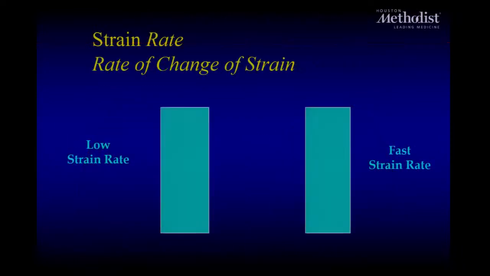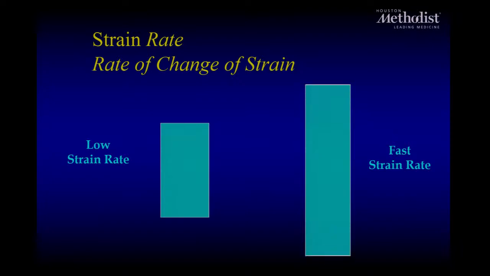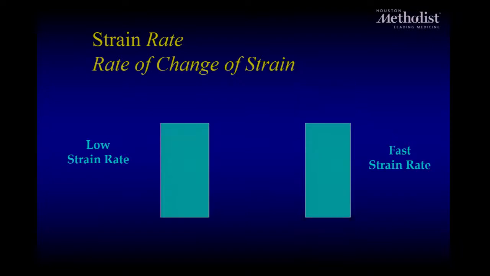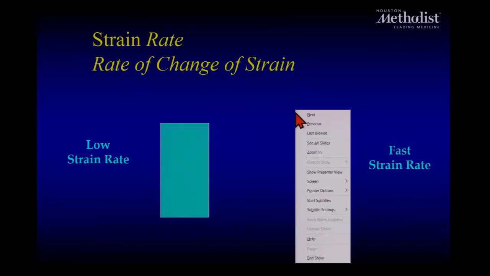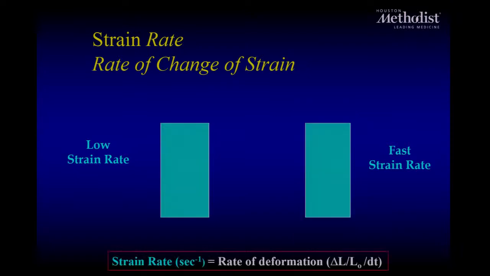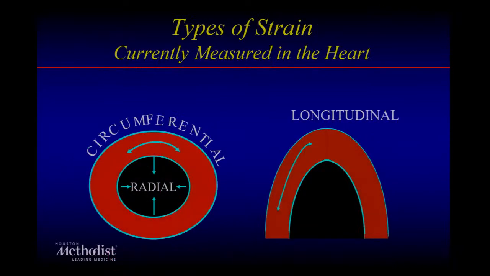Strain rate we don't use as much, but ultimately we could, because for ventricular function, it really depends on how fast the strain is occurring. So I have a low strain rate. It's the same strain on the left and on the right, and this is much faster. So it may tell you something about heart function as opposed to just how much deformation there was in the cardiac cycle.